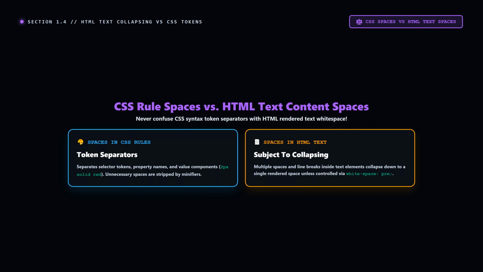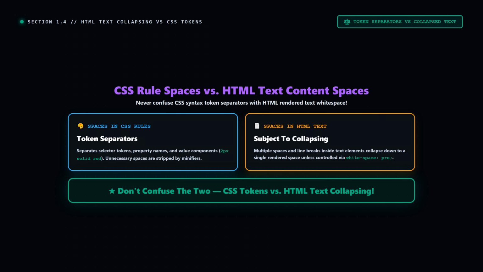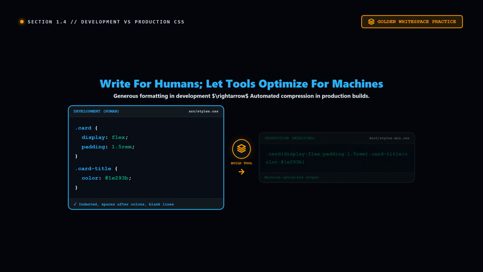For now, just know that the spaces you type inside your CSS declarations and selectors behave differently from the spaces inside your HTML content. The spaces in your CSS rules are token separators. The spaces in your HTML text are subject to collapsing. Don't confuse the two. So the golden rule with whitespace is, when you're writing code, use generous whitespace to make your style sheets readable. Indent your declarations, put spaces after colons, separate rules with blank lines. Your future self and anyone else reading your code will thank you.